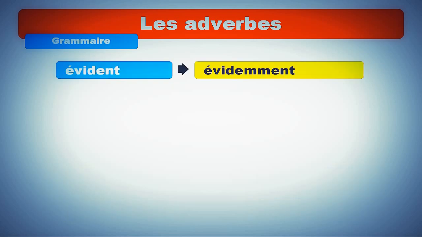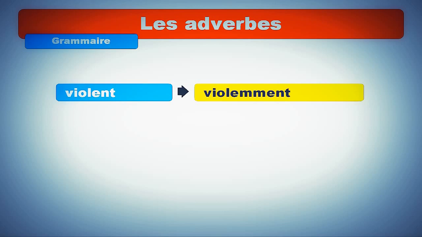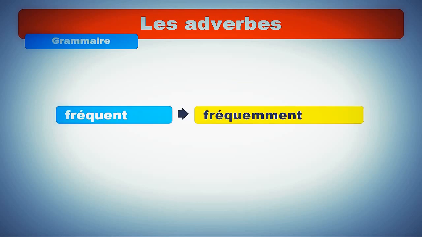Let's have a look now at the first group of exceptions again. It's évident. Repeat. Évident. And it gives you this pronunciation: évidemment. Repeat. Évidemment. The second example for this category is violent. Repeat. Violent. And it gives us this adverb, violemment. Same concept: you pronounce it as if there was an a. Violemment. Repeat. Violemment. Okay, fréquent.